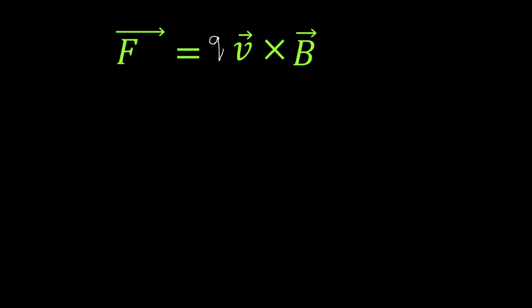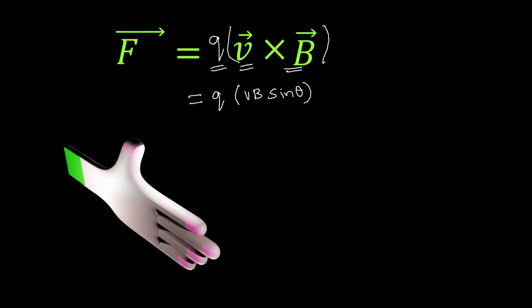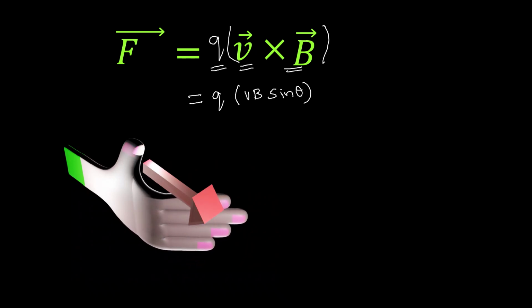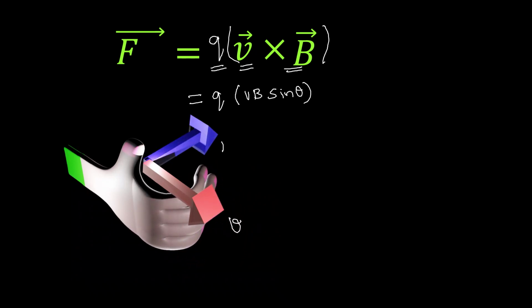Force can be calculated by using this formula, that is Q into V vector cross B vector, where Q is the charge, V is the velocity of the charge, and B is the magnetic field. This cross product can be written as VB sin theta. The direction of the force on the charge can be identified by using the right hand cross product rule. If this is the first vector, that is the direction of the velocity of the charge, and this is the direction of the magnetic field, then the thumb shows the direction of the force on the charge.